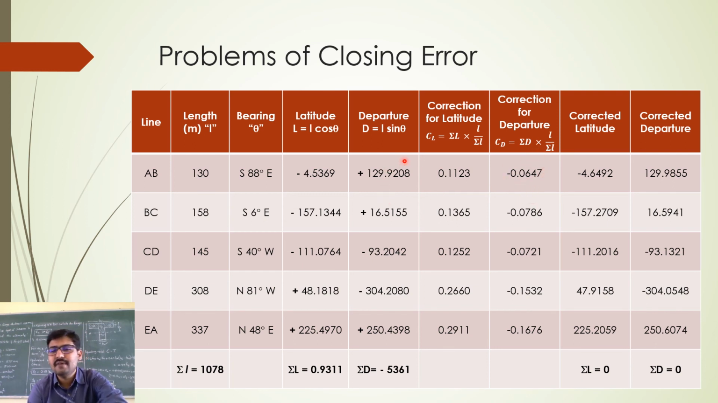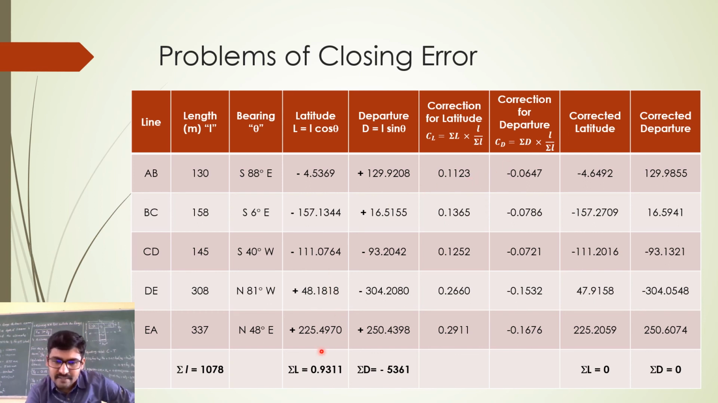Now you need to add or subtract to get the corrected latitude. So this column is the correction applied. So these are the corrected latitudes and these are the corrected departures. Now how to get these values is, you have the wrong latitudes here. Adding these wrong latitudes to the correction or subtracting the correction will give you this latitude. Whether to add the correction or to subtract it, let us see that.